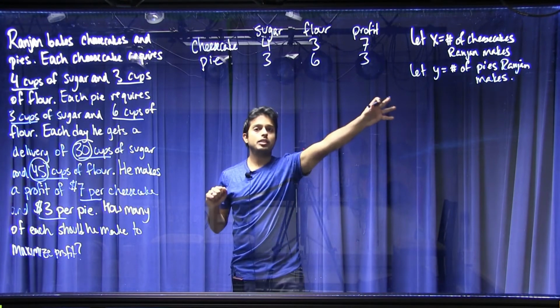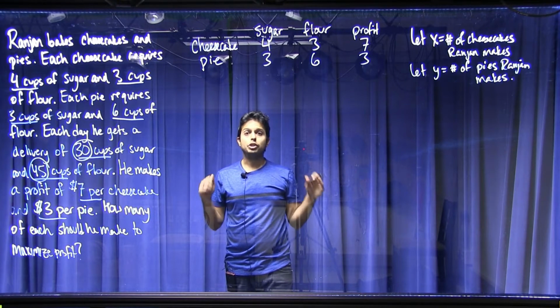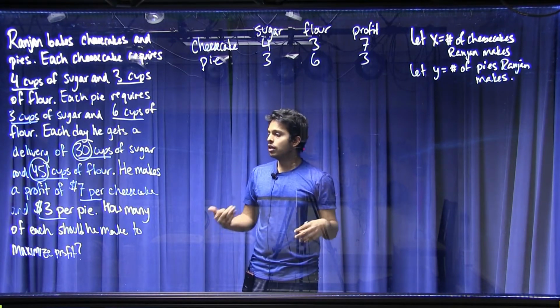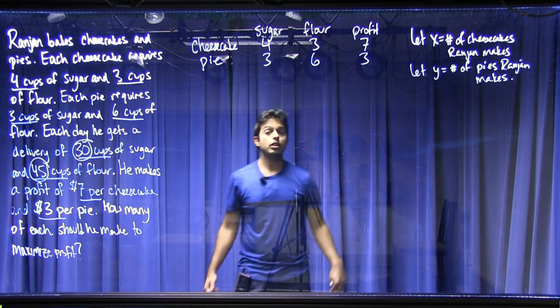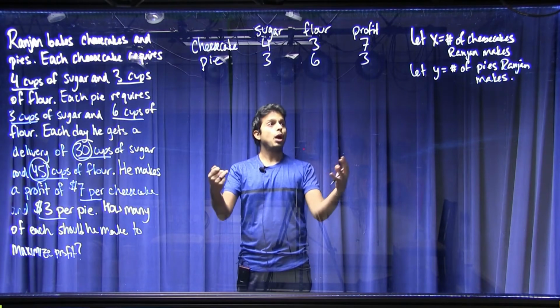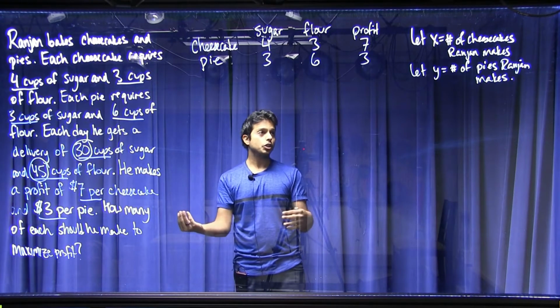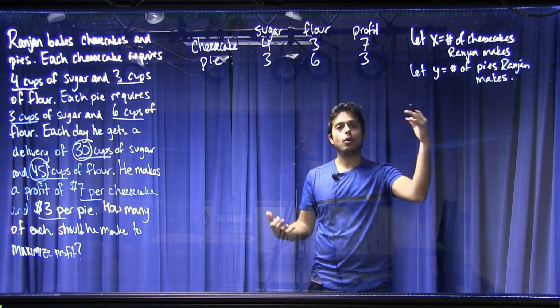Step 1, the table. Step 2, defining our variables. The third step is writing out our objective function, what we want to do. Again, we find this by looking at the last sentence. The question says, how many of each should he make to maximize profit? So we want to make the most profit we can. So the profit will be what we call our objective function. The next step is to write what we're going to maximize.